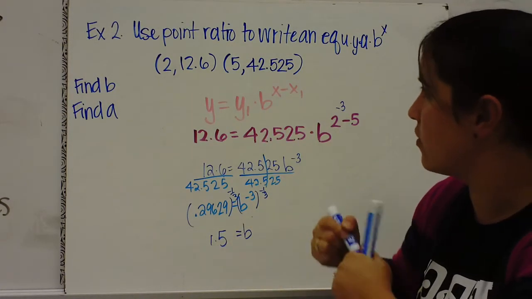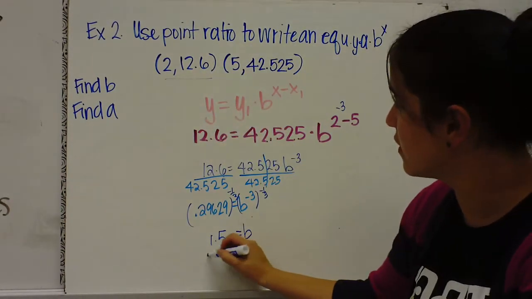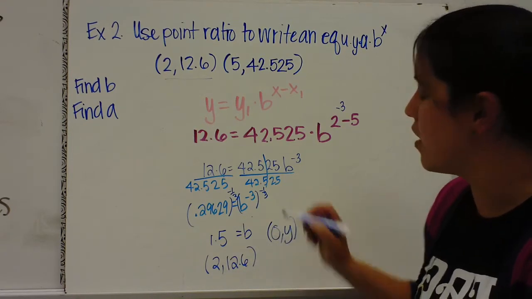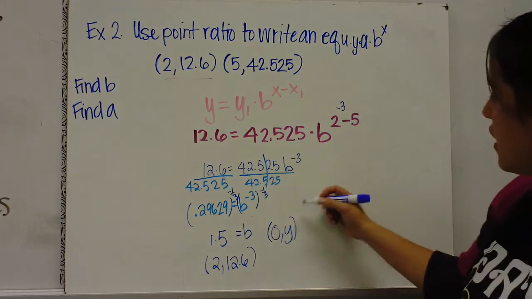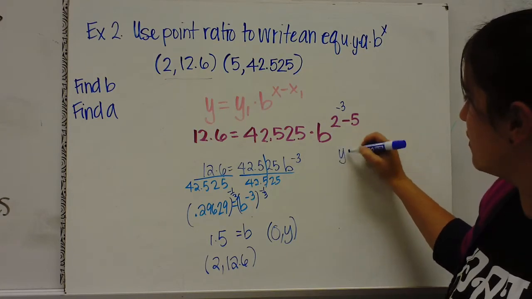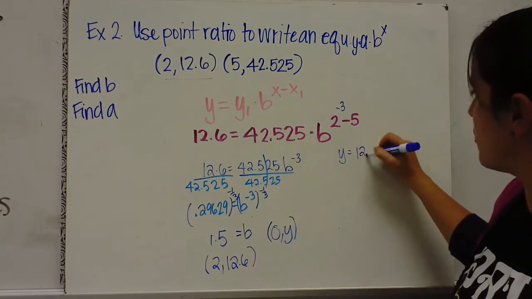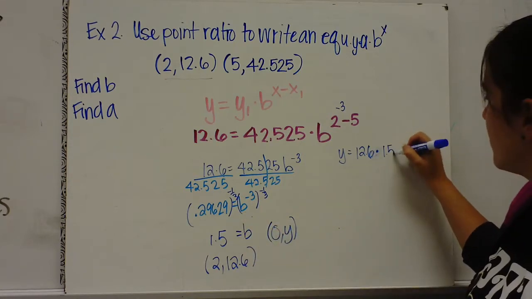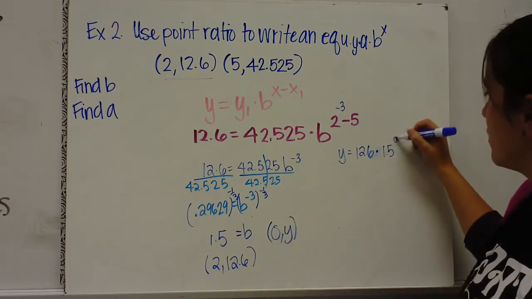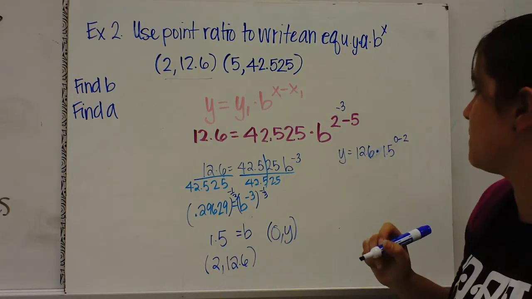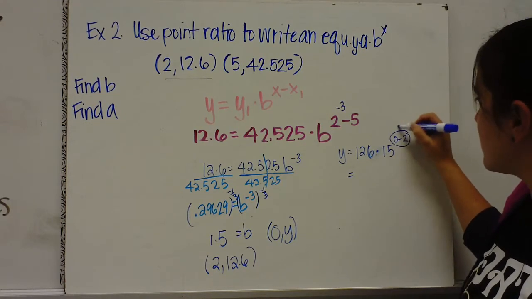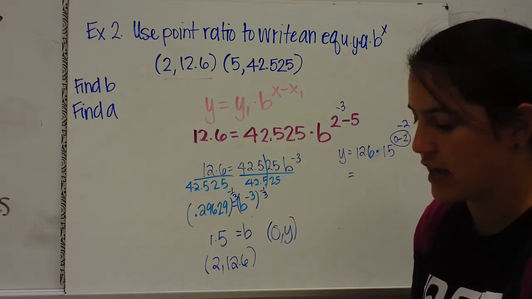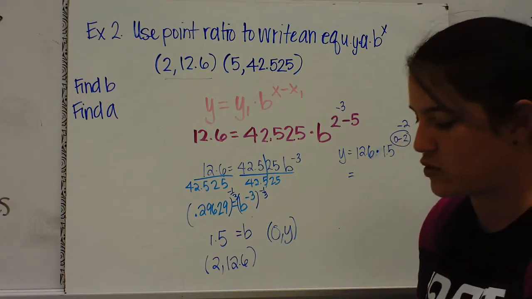And I need to use a point, so I'm going to use this one because this one's easier. And I have to use the point when x is 0, what is y? Because that would be our initial amount, our starting amount. So I come over here and I put in y, and y1, 12.6 times b, which is 1.5, and then x, which is 0, minus x1. I can simplify this to negative 2. So I need to do 1.5 to the negative second power, times 12.6.